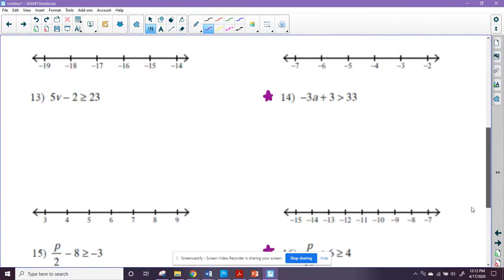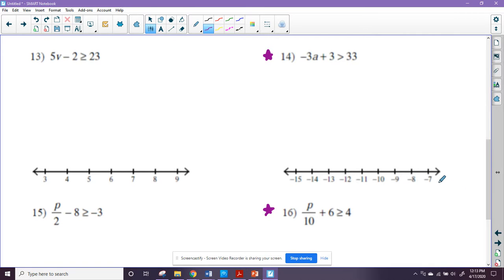Look at number 14. So -3a plus 3 is greater than 33. So do we have any loose number here that we need to move to the other side? We do. We have a plus 3. We have to subtract 3 from both sides. We get -3a is greater than 33 minus 3 gives you 30.